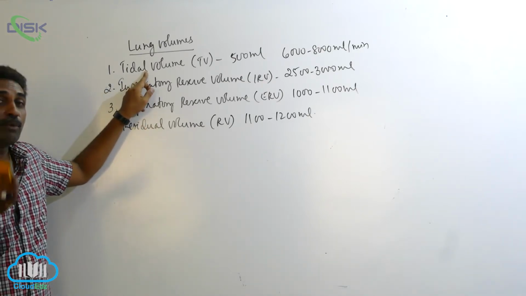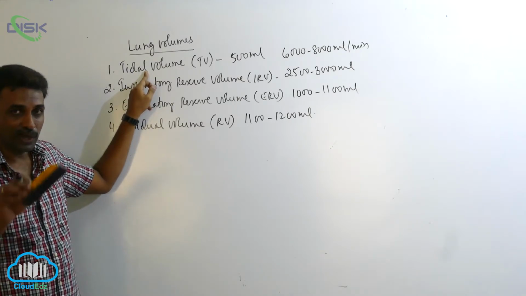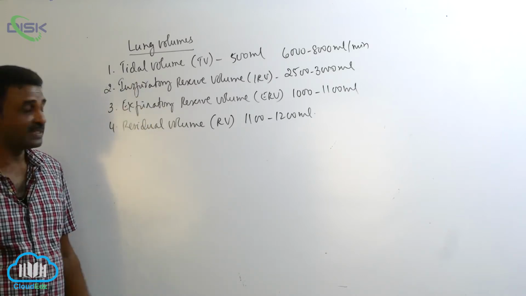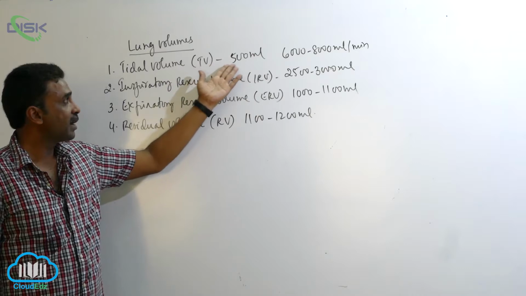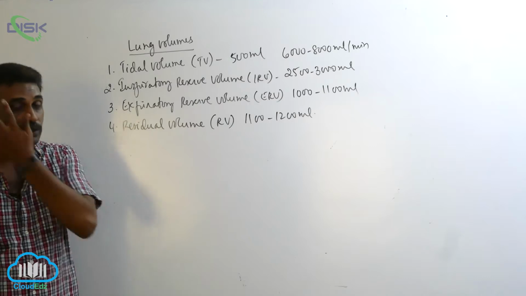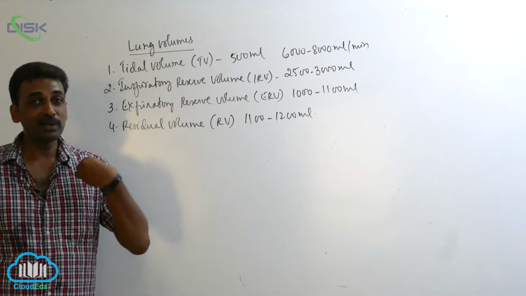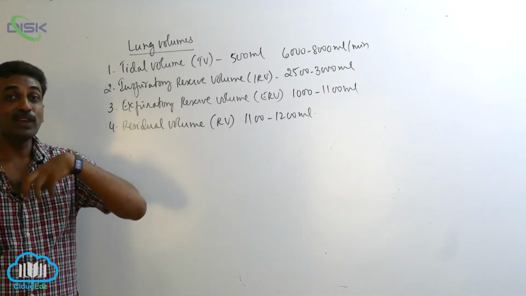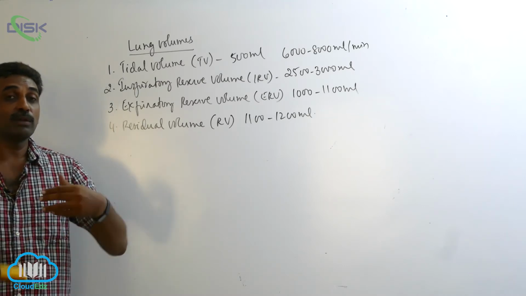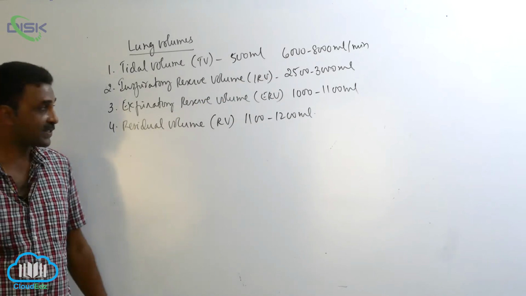Tidal volume is the amount of air breathed in or breathed out during normal breathing. During normal inspiration or normal expiration, the amount of air that a person breathes is called tidal volume. It is around 500 ml per breath. Per minute it is 6000 to 8000 ml. Inspiratory reserve volume is the amount of air that a person takes in during forceful inspiration. After normal inspiration, forcefully the person takes in extra air. That is called inspiratory reserve volume. It's around 2.5 to 3 liters.